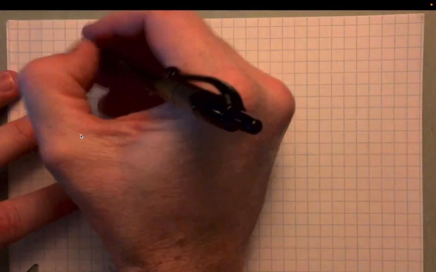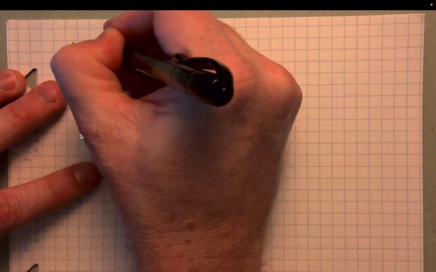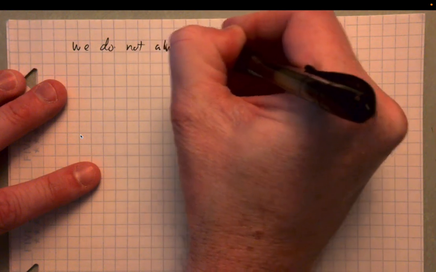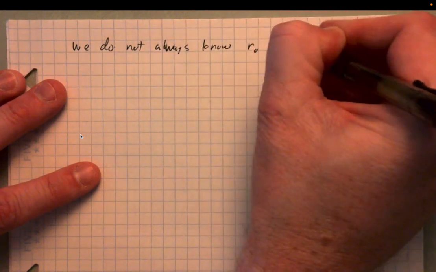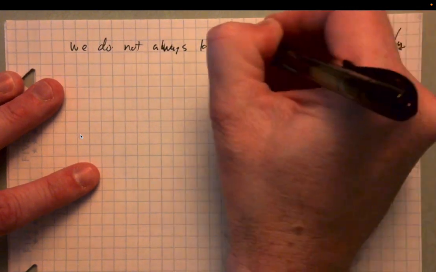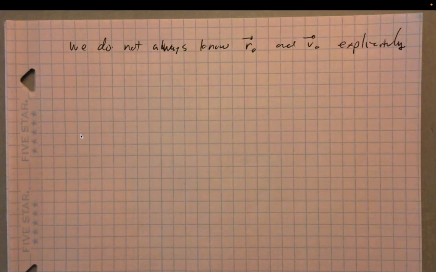And so oftentimes we don't know r naught and v naught explicitly. Let's write this down. So we do not always know r naught and v naught explicitly. In fact, when you take physics, a big part of making these problems more complicated is not giving you r naught and v naught explicitly and asking you to find them or derive them in some other way.